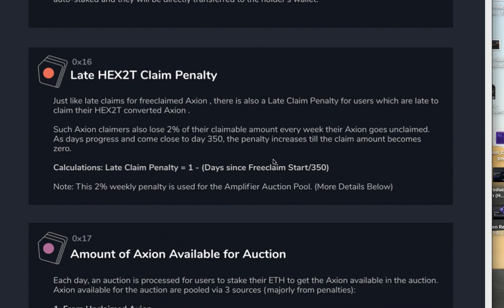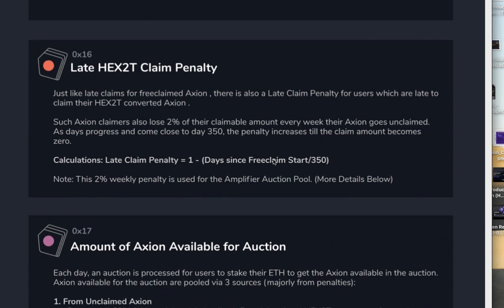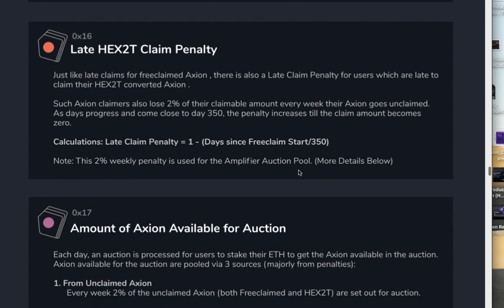Late Hex2T claim penalty. Just like late claims for free claimed Axion, there is also a late claim penalty for users who are late to claim their Hex2T converted Axion. The same principle applies to Hex and to Hex2T. Such Axion claimers also lose 2% of their claimable amount every week the Axion goes unclaimed. As days progress and come close to day 350, the penalty increases until the claim amount becomes 0. So there's the calculation there. Basically, this 2% weekly penalty is used for the amplifier auction pool.